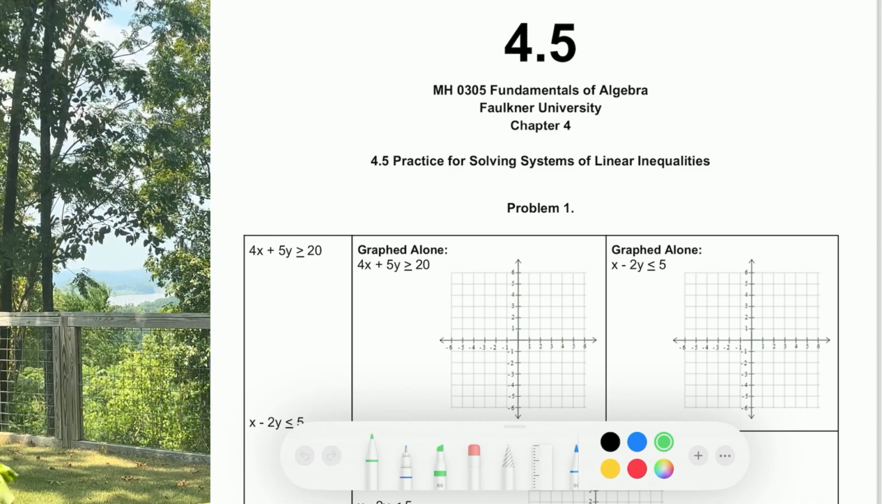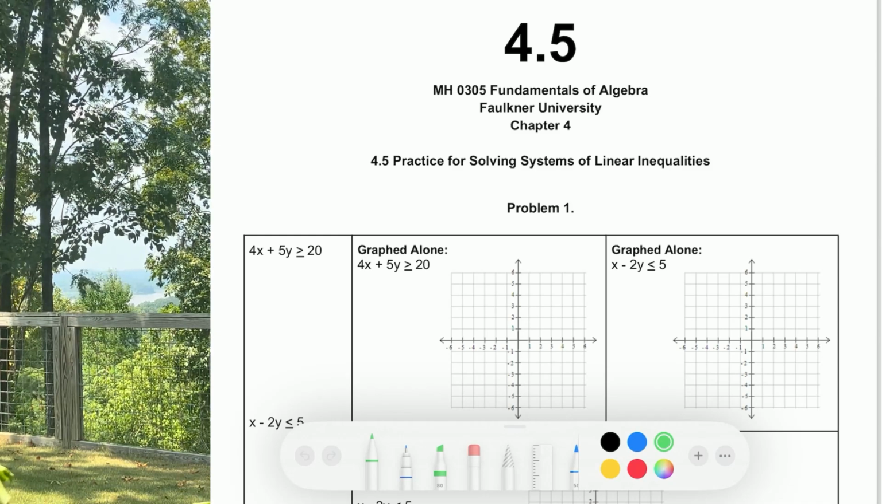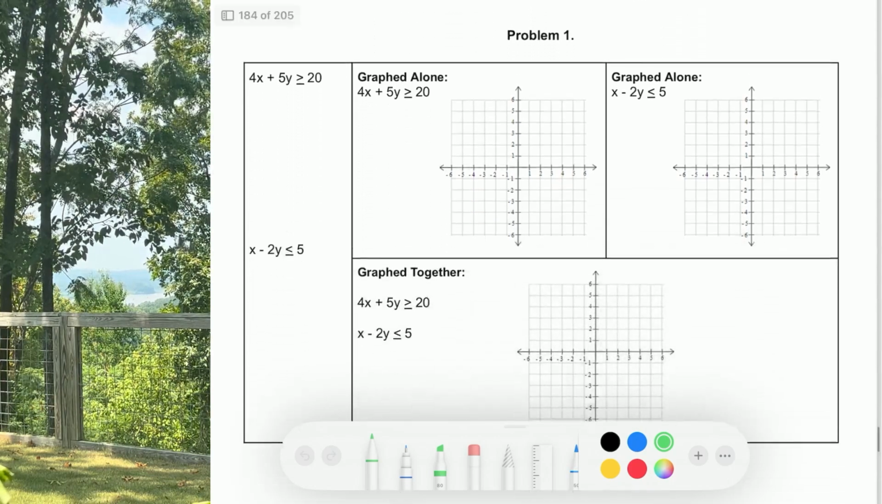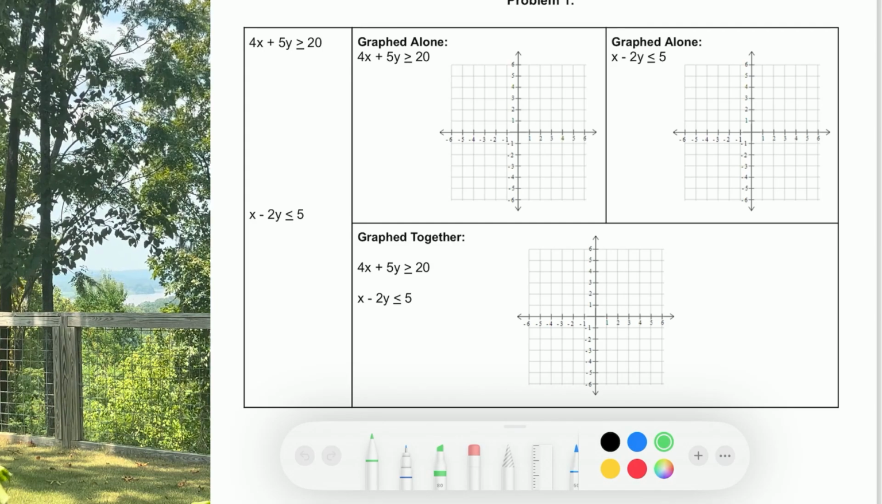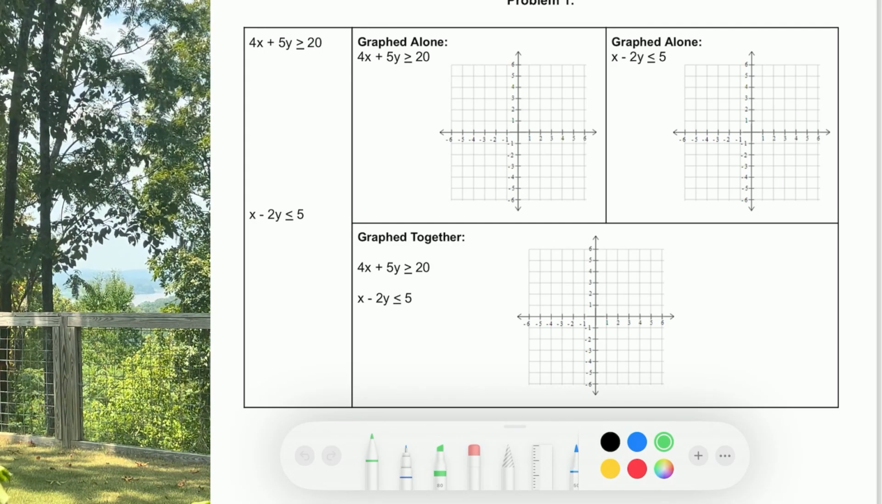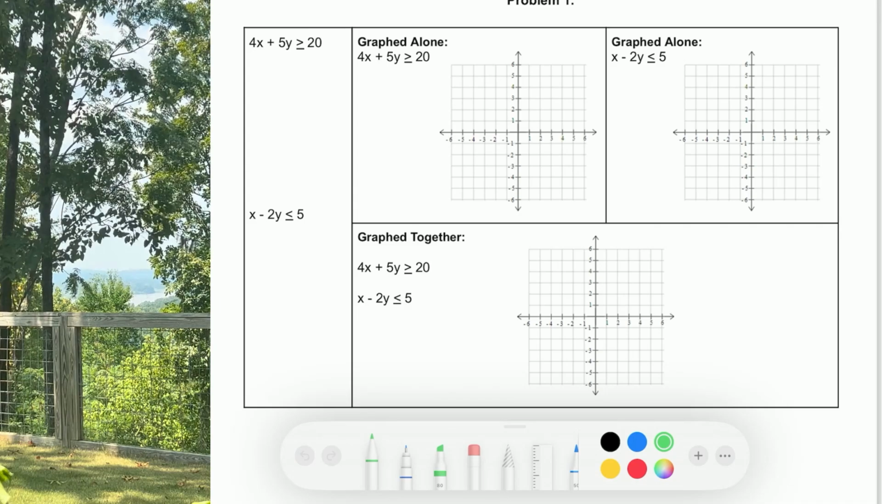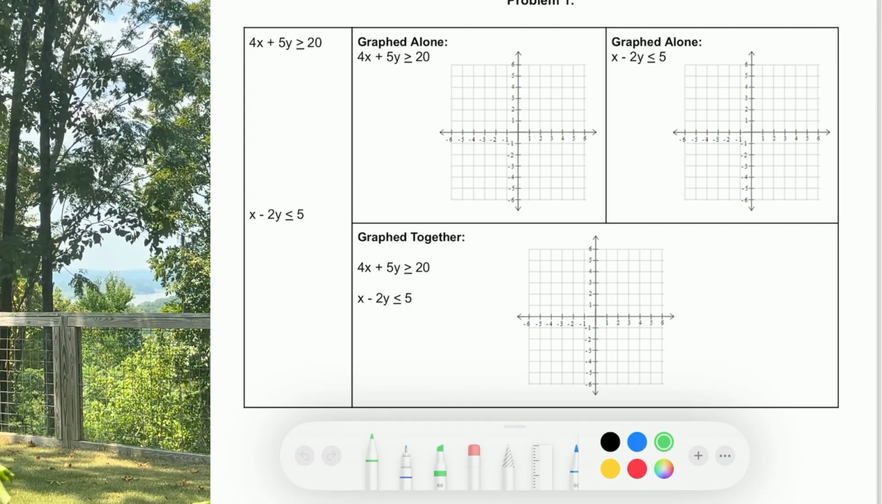Welcome back, students. We'll be looking at section 4.5, Practice for Solving Systems of Linear Inequalities. Problem 1. Remember in the previous video, when we were learning how to solve these problems, I did individual graphs for each of the lines and then showed you how to put them together. We're going to continue with that process in these practice problems as well.